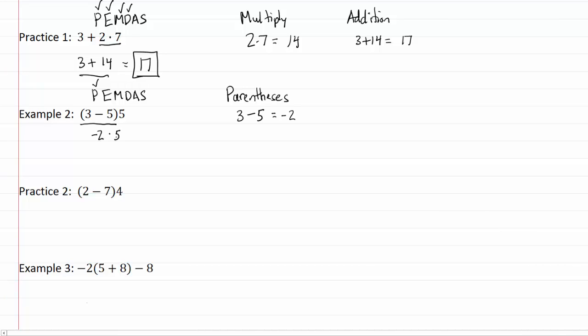We can keep that in the parentheses or we can bring it out. It doesn't really matter to me. Just do whatever you feel most comfortable with. Now as I'm going back through, I've got no exponents. Now I need to multiply and divide left to right. Well, the only operation I have left is multiply.